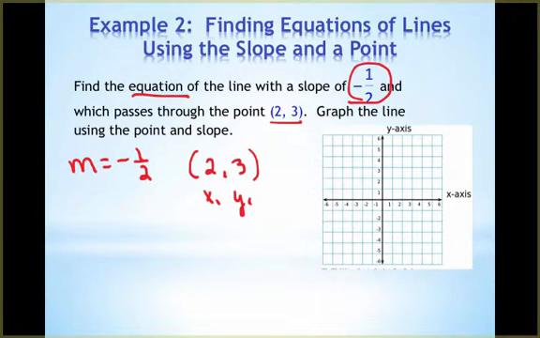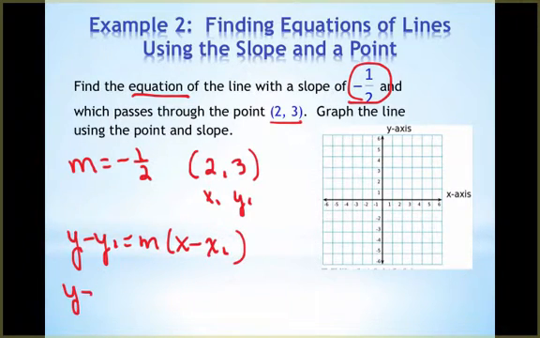And then we're going to graph that line using the point and the slope. Well, using point slope form, we can now substitute in y minus y sub 1 is 3 equals m, which would be -1/2, x minus x sub 1, which would be 2. Now we can graph that line by starting with our ordered pair at 2, 3. So let's plot our point, and then let's count off our slope.